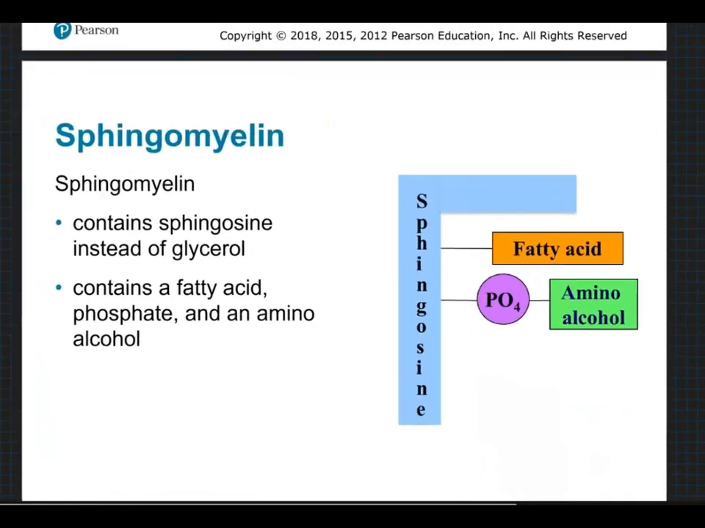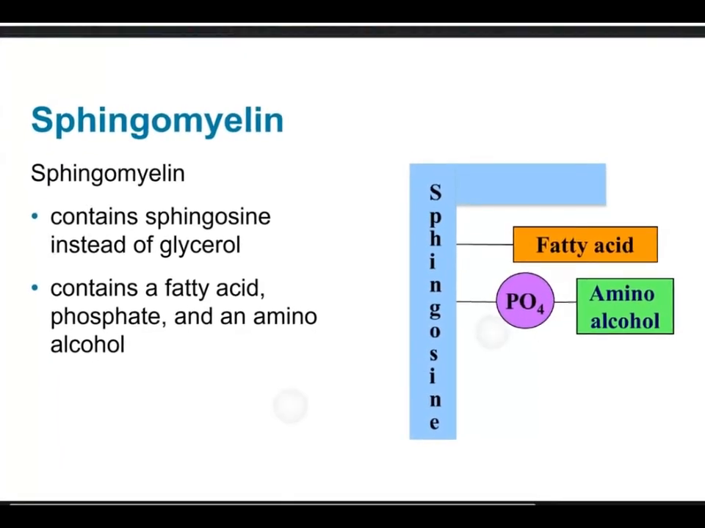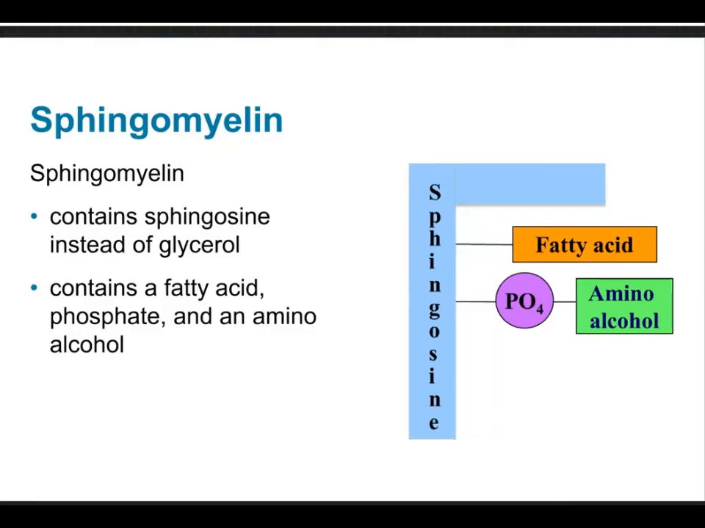Now, another type of lipids is sphingomyelin. So sphingomyelin contains a compound called sphingosine instead of glycerol, and only one fatty acid. It also contains phosphate and an amino alcohol.